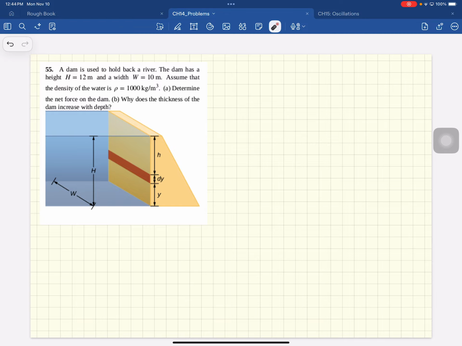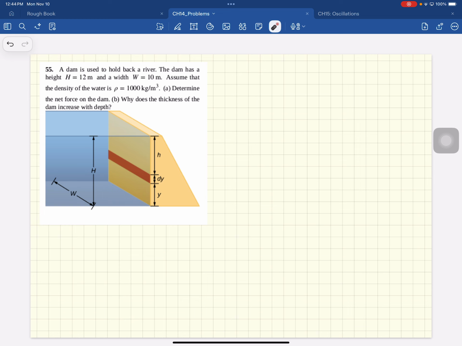All right, in this problem, a dam is used to hold back a river. So there's the river. It has a height of 12 meters, which is roughly twice the height of this room, and a width of 10 meters, which is roughly half the width of this room. So it's a small dam. Assume that the density of water is that. Determine the net force on the dam.